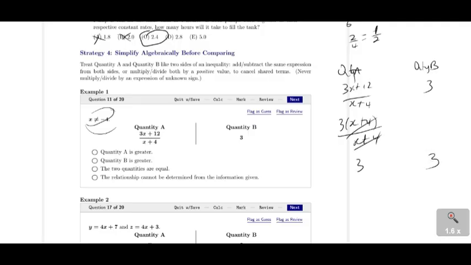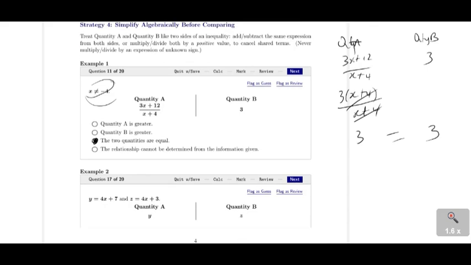Quantity B, too, we have 3. So clearly, you can see they are the same. So you go for the option that the 2 quantities are equal. Here we simplified and cancelled out certain terms, and then we realized that actually quantity A is 3 and quantity B is also 3. So the 2 quantities are equal, or they are the same.